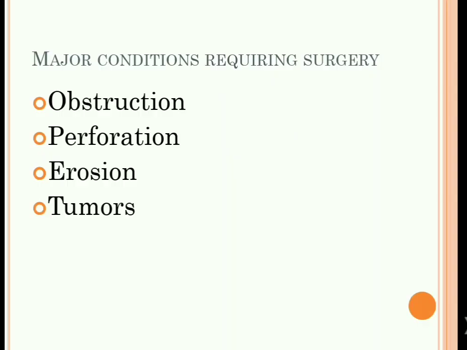Major conditions that require surgery. First is your obstruction. If there is a blockage, it primarily affects your hollow structures. Examples of your hollow structures are your arteries, bronchial tubes, and your ducts. When we say perforation, it is the rupture of an organ, artery, or duct.